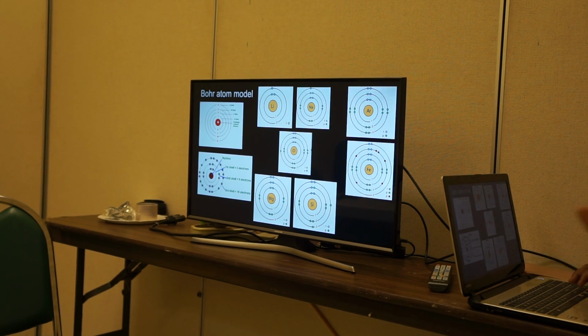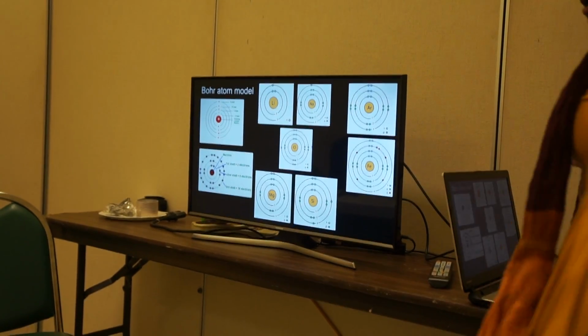Any doubts about the nucleus or electrons? So now you know how to build. Now you know how to arrange electrons in the atom, right? Now, how an atom looks like.